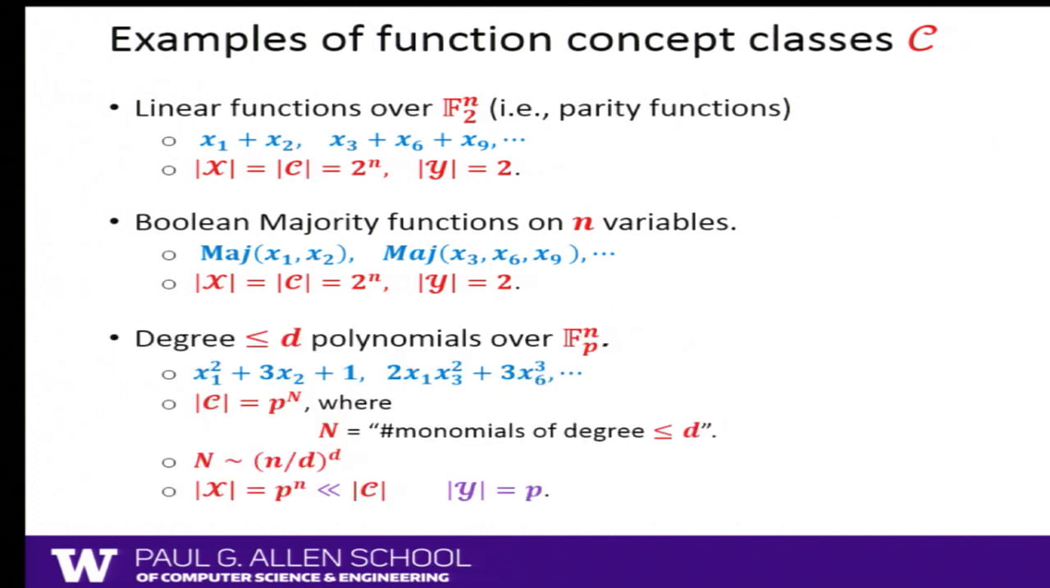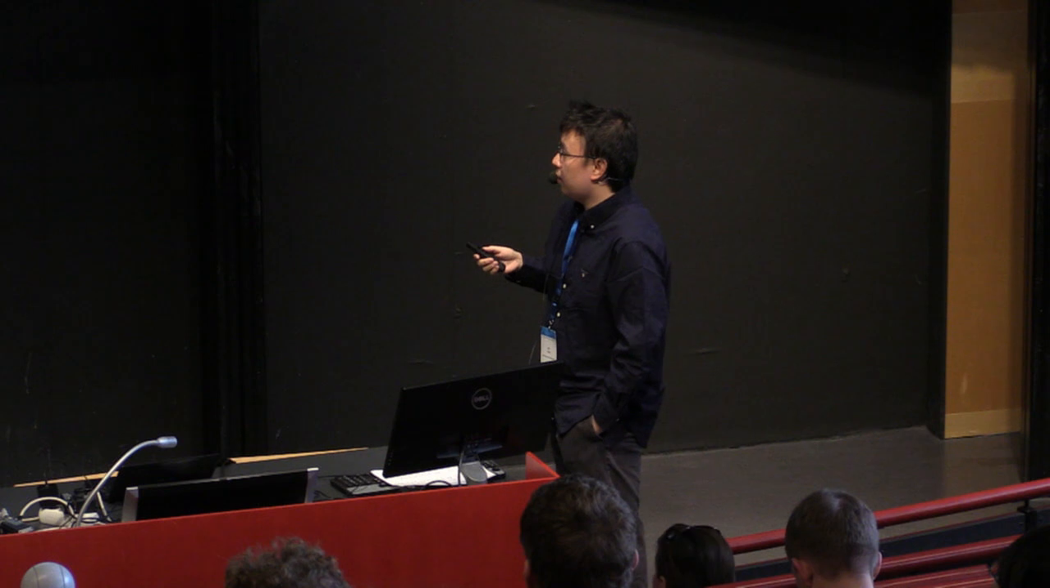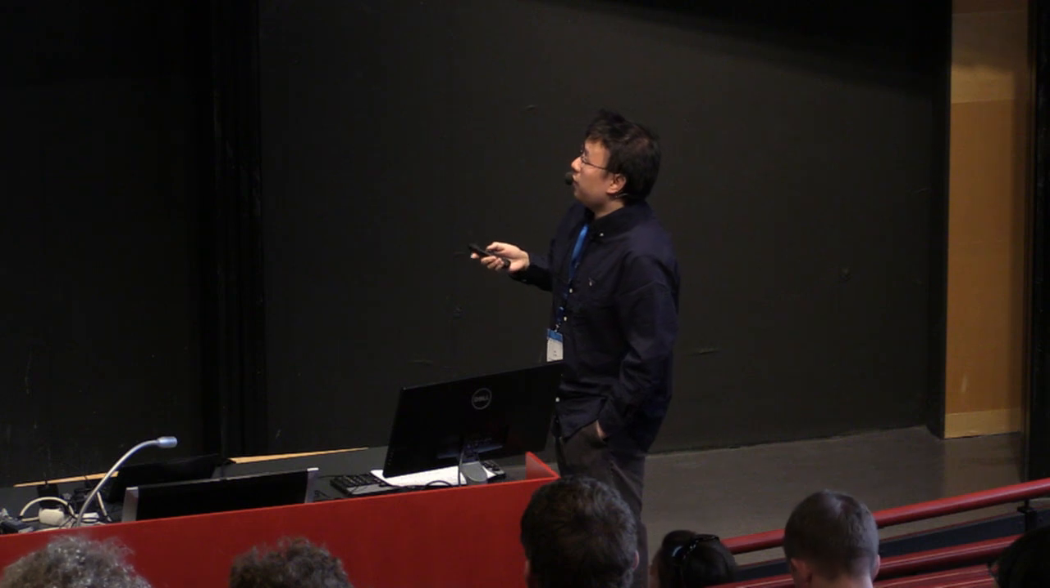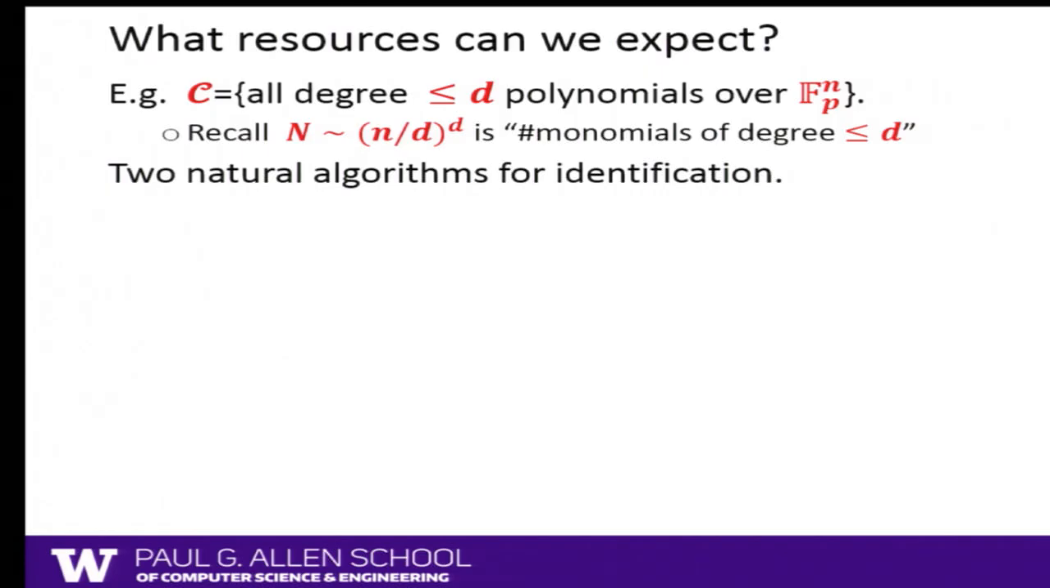Now let's see a more complicated example, which is the low-degree polynomials over F_p to the n. So here p is a prime and F_p is a field. In this case, the size of the concept class C is p to the capital N, where capital N is the number of monomials of degree at most d. So when d is not too large, this capital N is roughly n over d to the d, which is much larger than n. So in this case, the size of the domain X is much smaller than the size of the concept class C. And we can have p different outputs. Okay, so let's focus on this low-degree polynomial case and consider what are the resources we need.